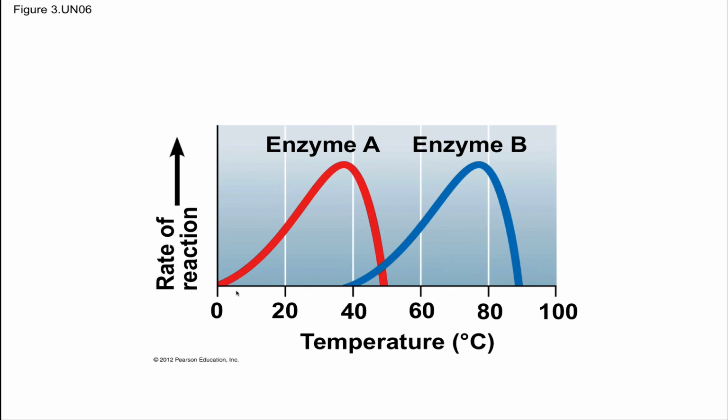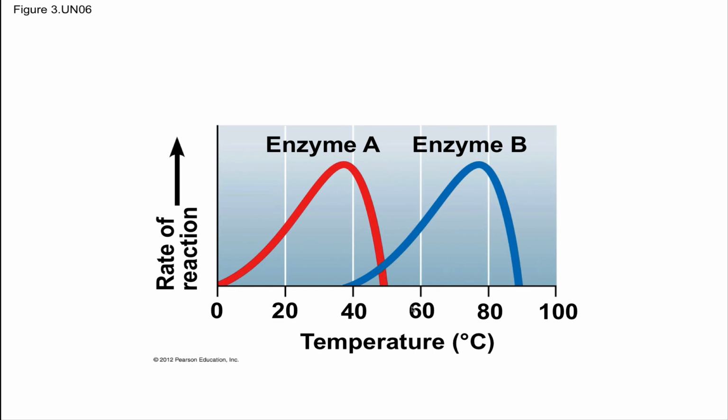This represents temperature. So over here, you have the reaction occurring the quickest. And notice this is going to be the optimal temperature for the chemical reaction. Everything below that, it's speeding up. And then after this temperature, so after roughly 40 degrees, this 40 degree mark here, things start to slow down for enzyme A.